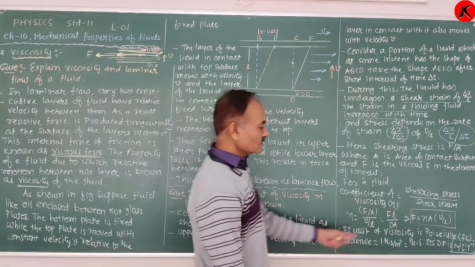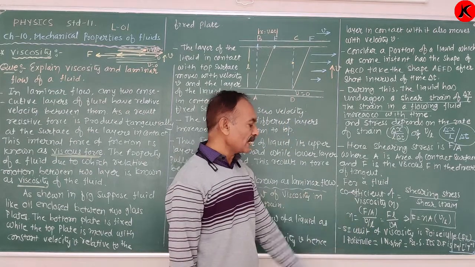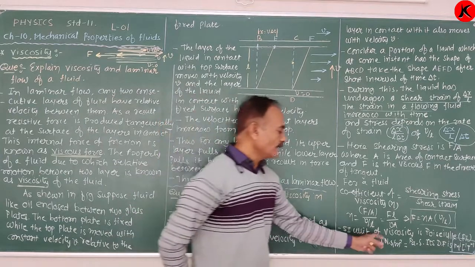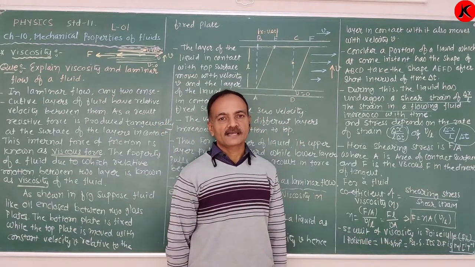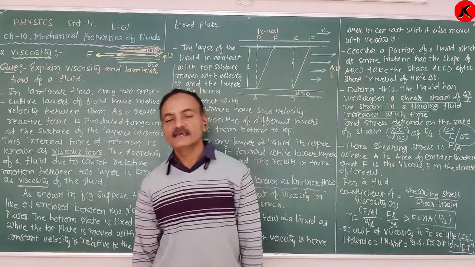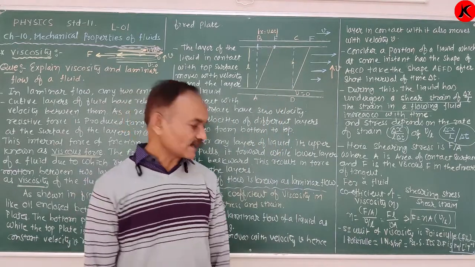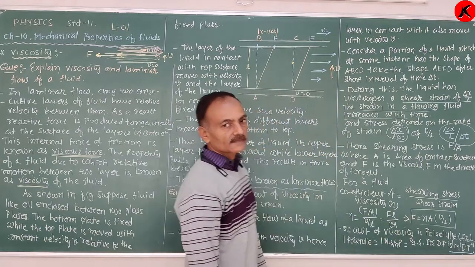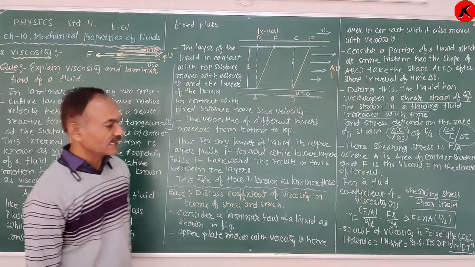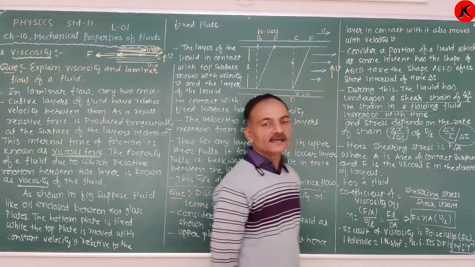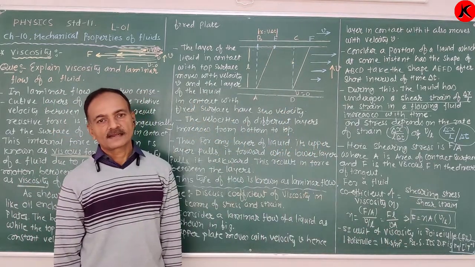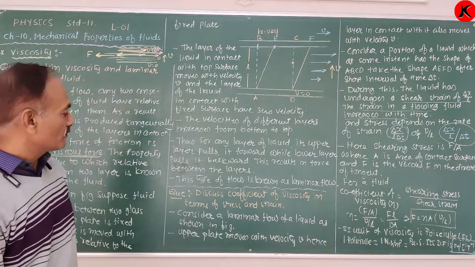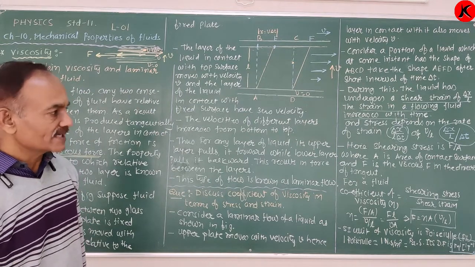The SI unit of viscosity is the poiseuille, denoted by Pl, and 1 poiseuille is equal to 1 Newton second per meter square. Therefore, it is the Pascal second, because Newton per meter square is the Pascal. And the dimensional formula of viscosity is M1 L minus 1 T minus 1. Completed? Okay. So that is about the coefficient of viscosity in terms of stress and strain.